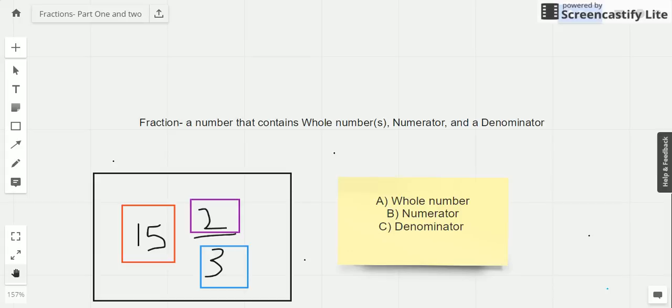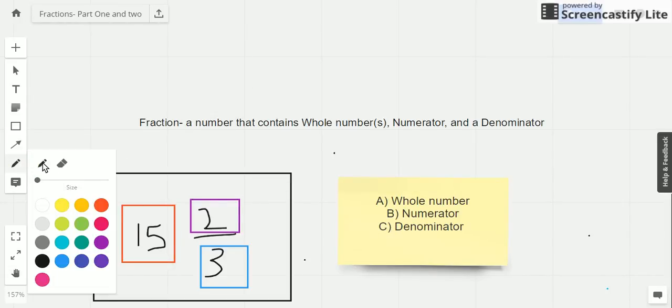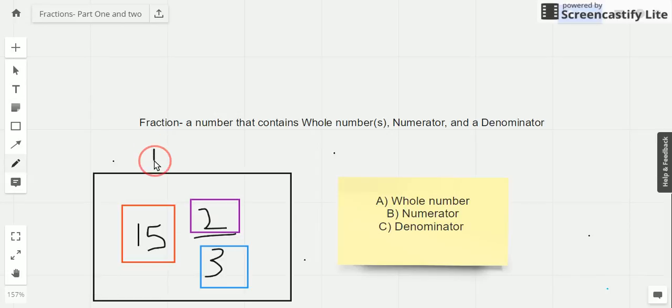So our first definition that we have today is a fraction. A fraction is a number that contains a whole number, a numerator, and a denominator. So basically, when we have numbers like these, it's a warm up today. I want you guys to pause this video and try what this warm up might be. So this thing right down here.